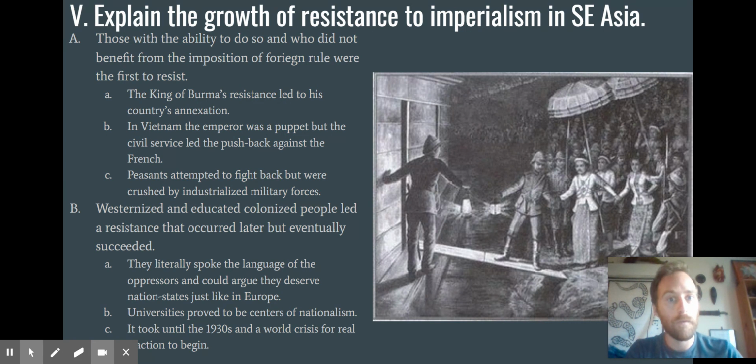Basically, resistance to imperialism grows as people get more education and more resources with which to resist.